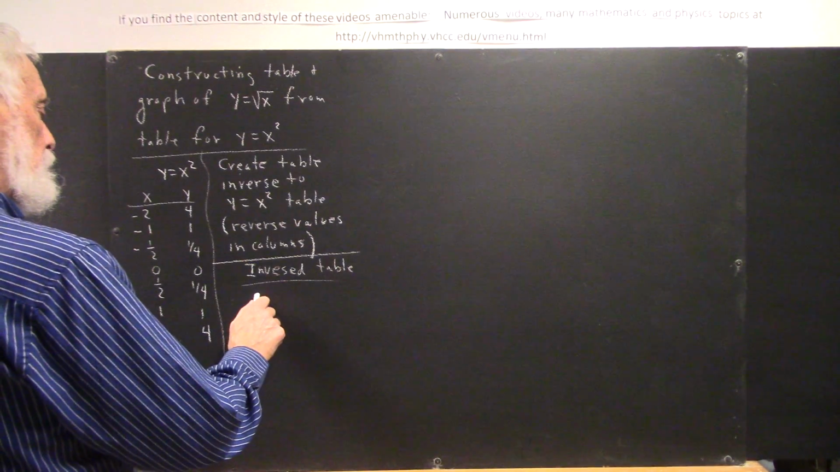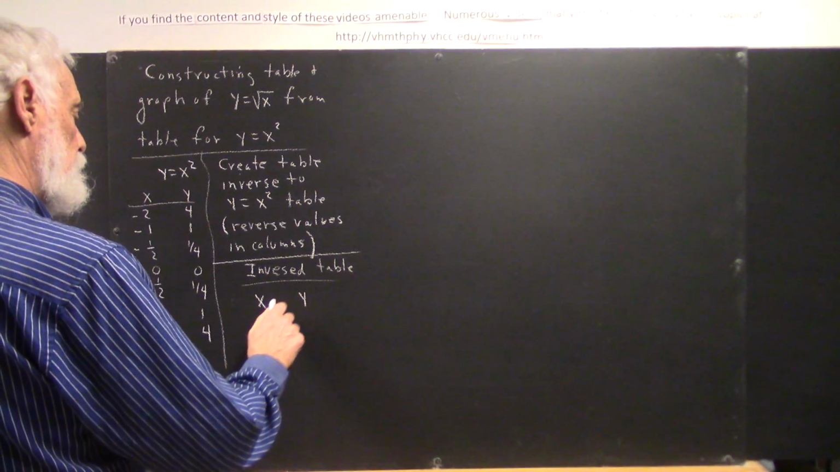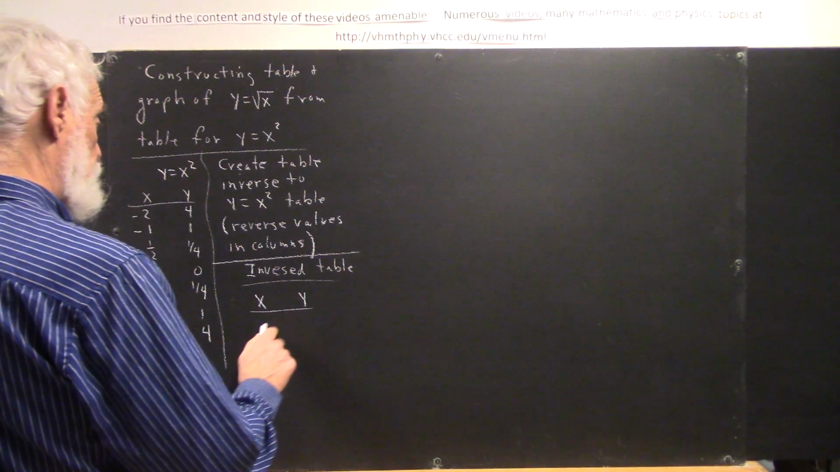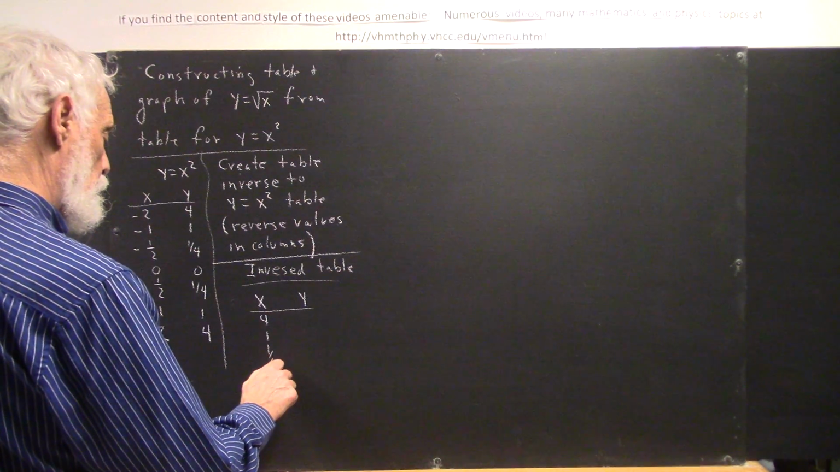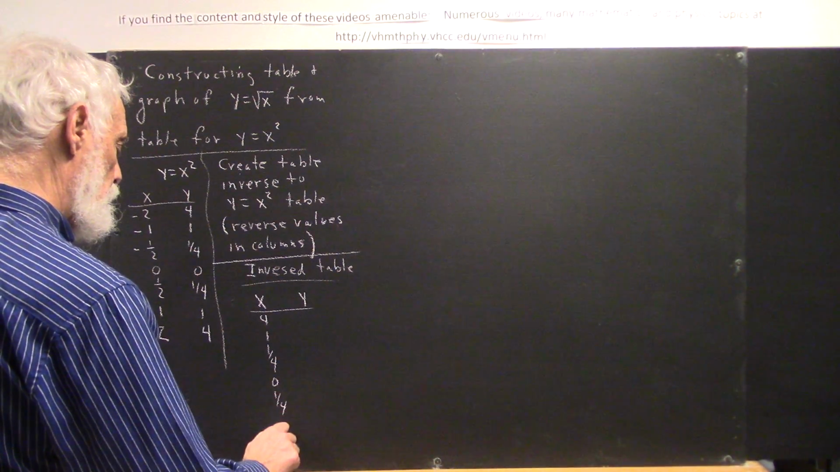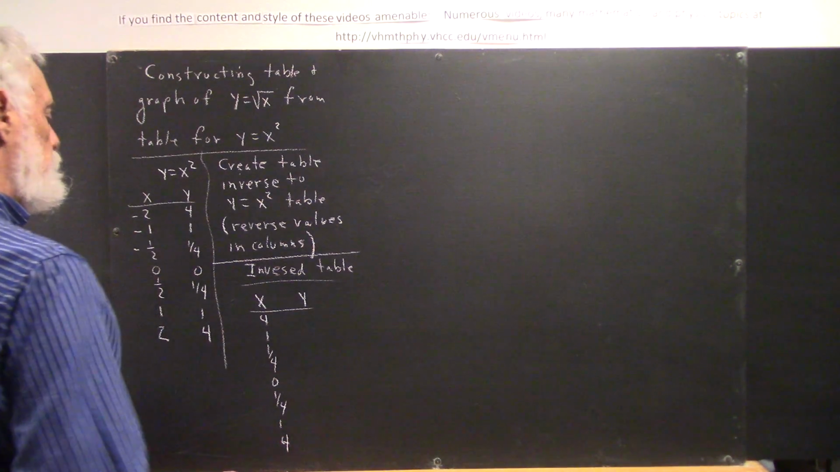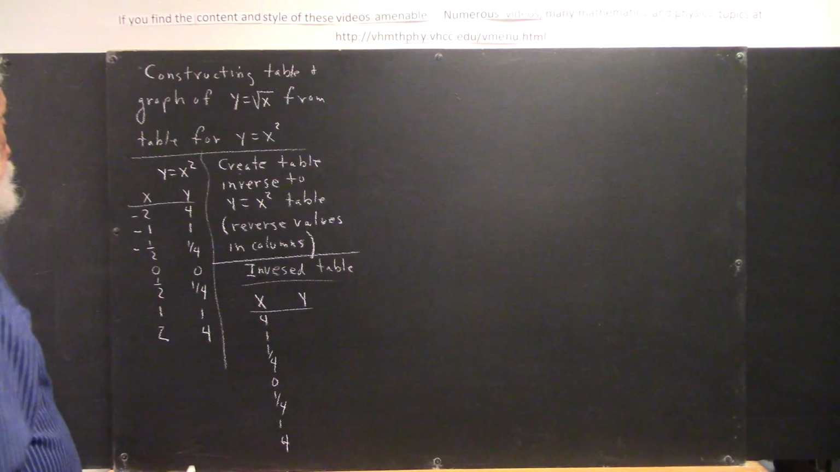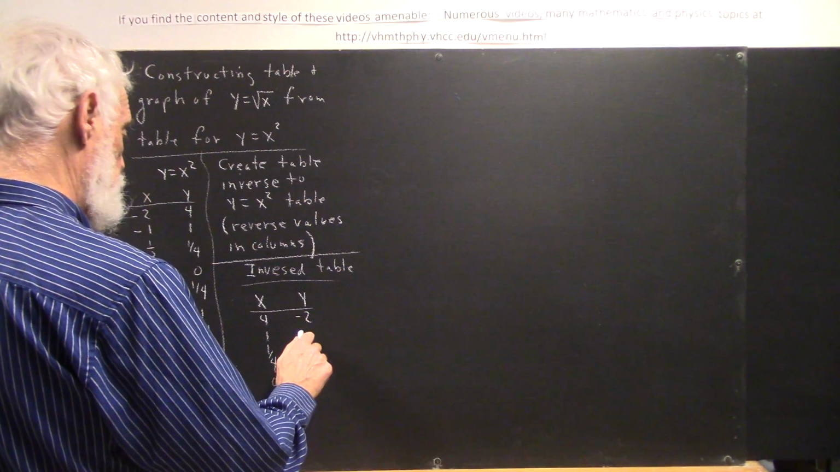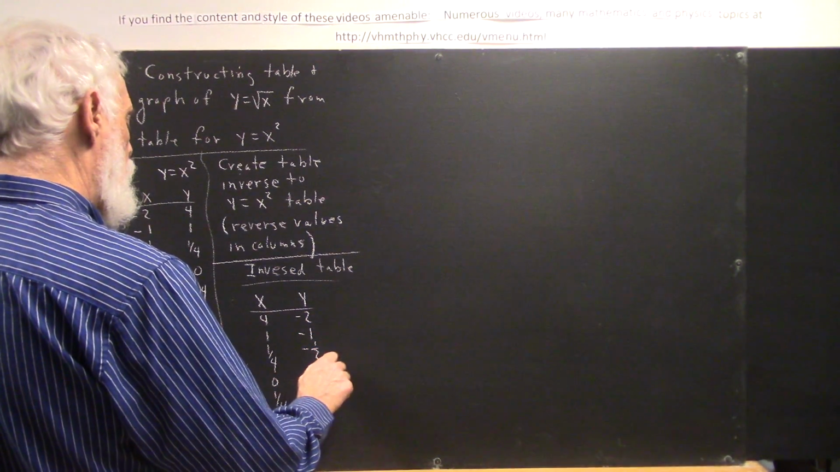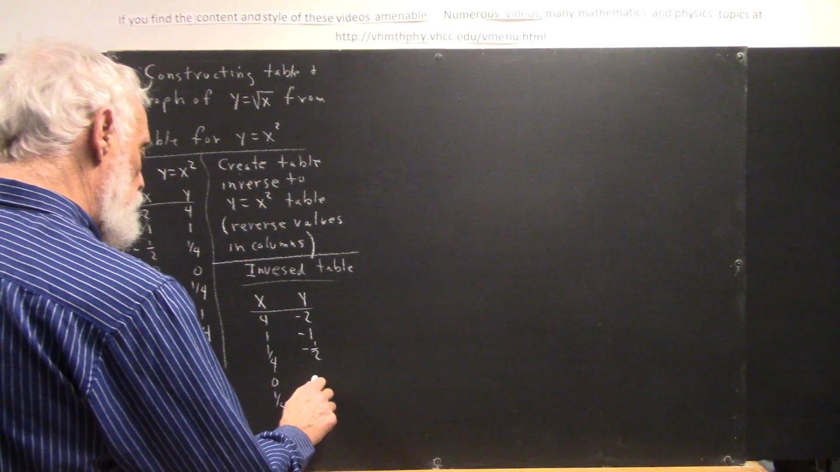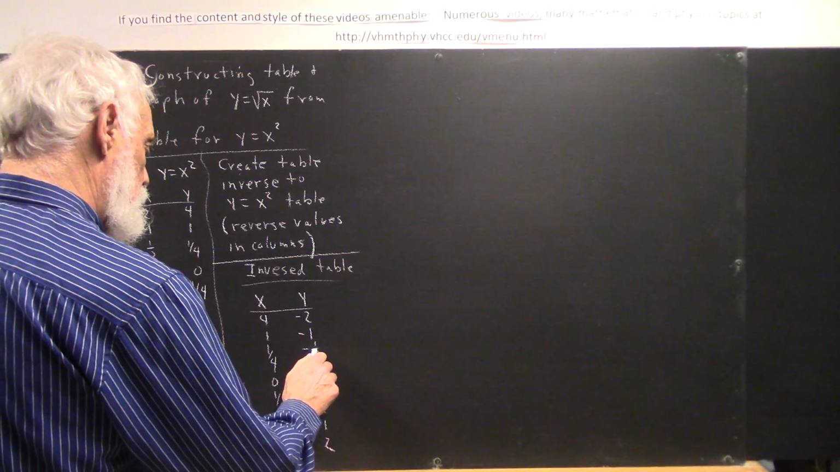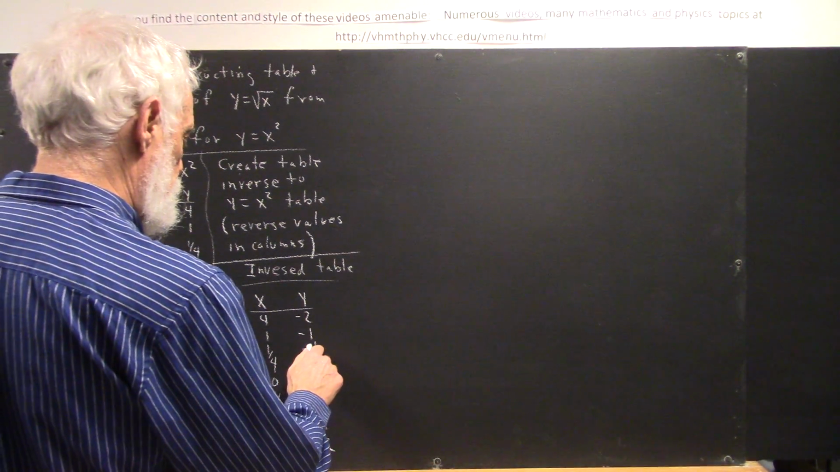Okay, so we're going to have our x and our y columns, but they're going to be switched, so that what's the y column here becomes the x column. So now we've got what? 4, 1, 1/4, 0, 1/4, 1, 4. And our y values will be, well, from our x column of the original table. That's just going to be -2, -1, excuse me, -1/2, 0, 1/2, 1, 2. -1/2 doesn't look so hot, but that's what it is.